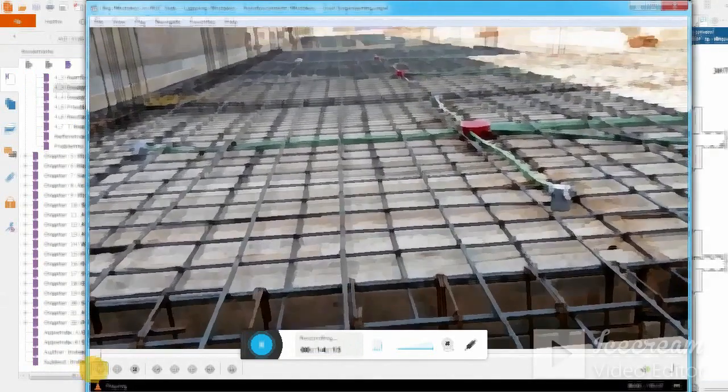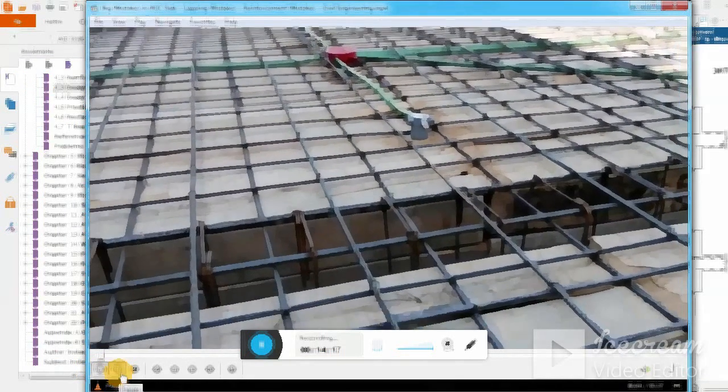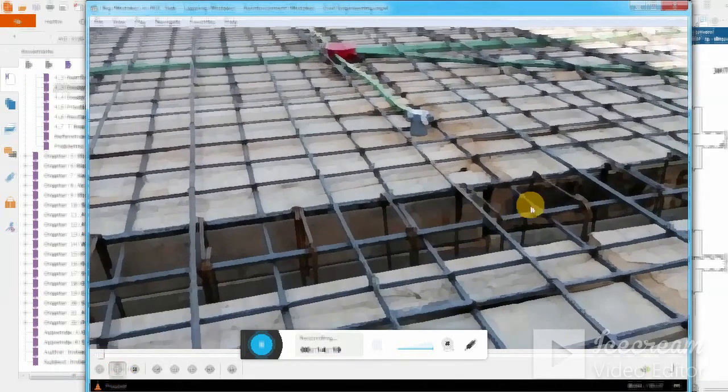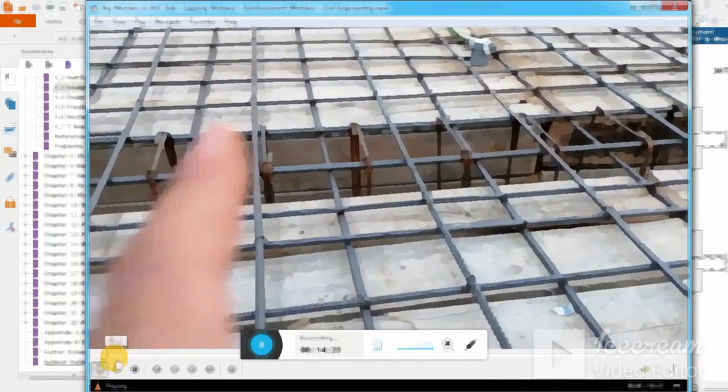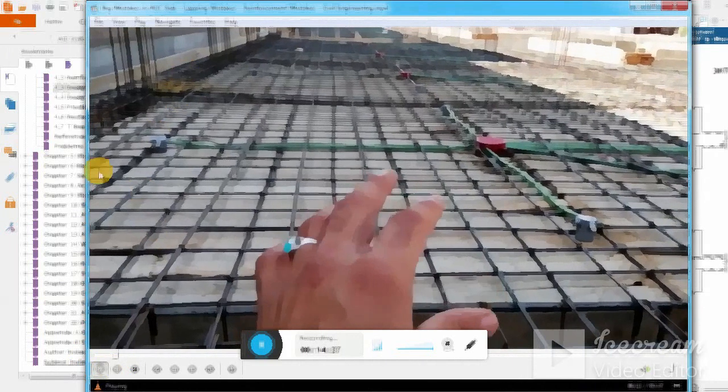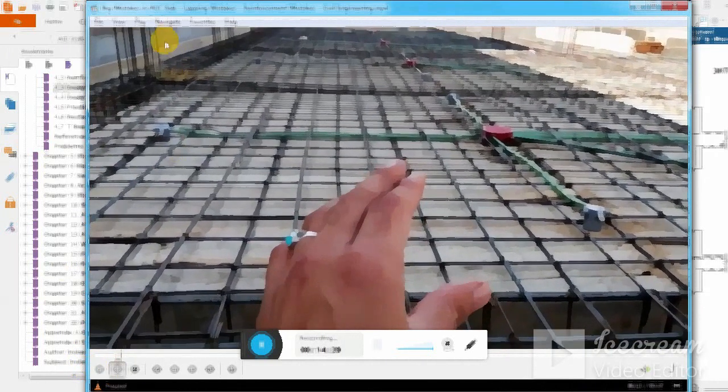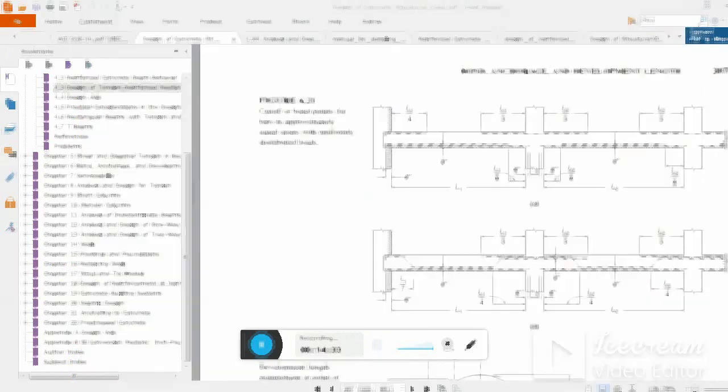So this is a continuous support. This is not a discontinuous support. Clear? And this is the discontinuous edge. So the top bar should be cut off at a distance of how much? L1 by 4. Top bar, not bottom bar. And the bottom bar, you see, is not cut off. The whole bars are inserted into the support.